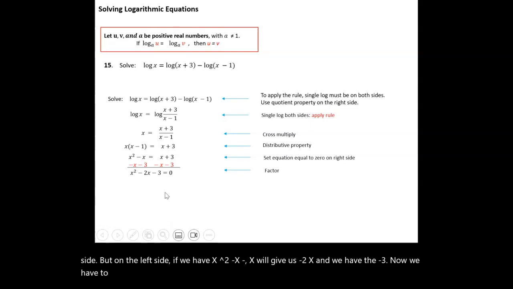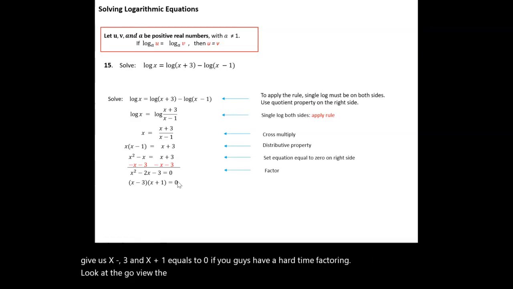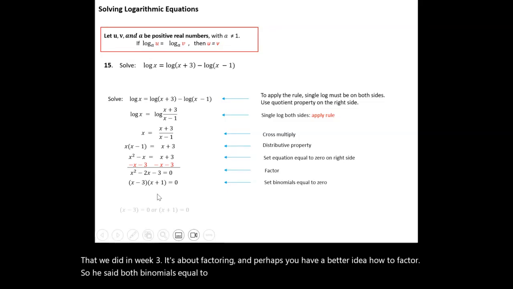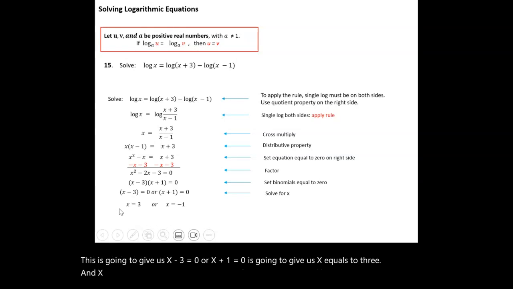Now we have to factor or use the quadratic formula. In this case, I know we can factor it. So this will give us (x minus 3)(x plus 1) equals 0. If you guys have a hard time factoring, go view the workshop that we did in week 3. It's about factoring, and perhaps you'll have a better idea how to factor. So we set both binomials equal to 0. So it's going to give us x minus 3 equals 0 or x plus 1 equals 0. It's going to give us x equals 3 and x equals negative 1.